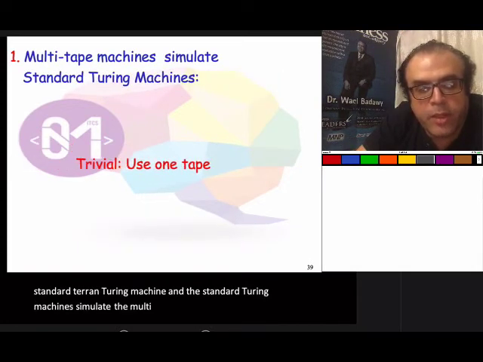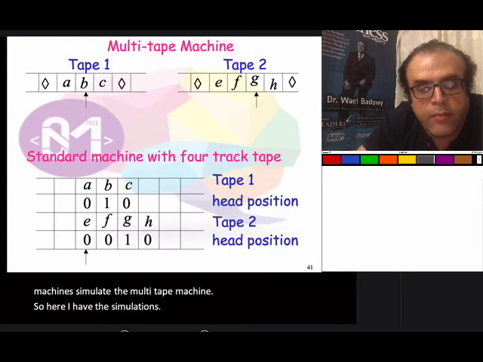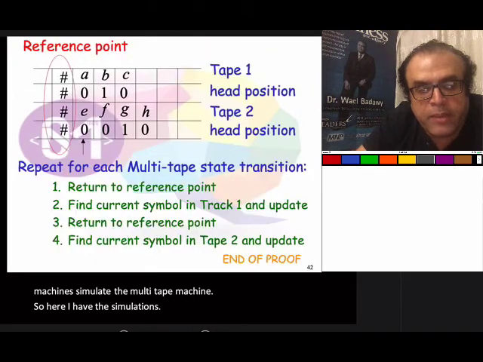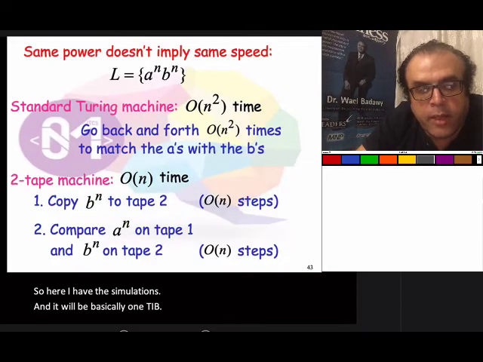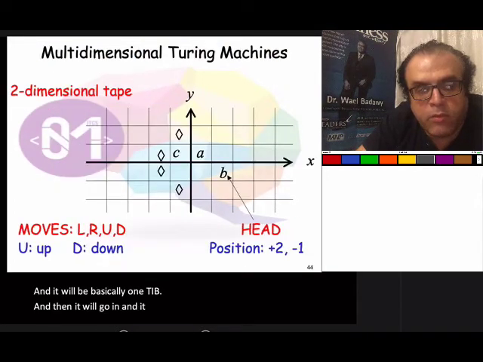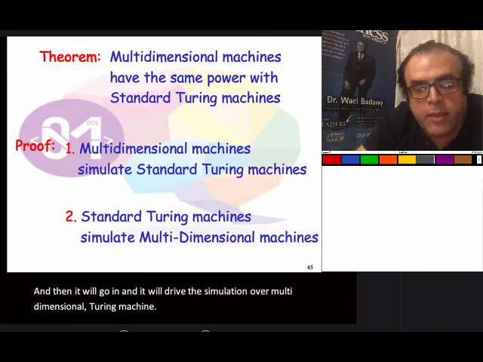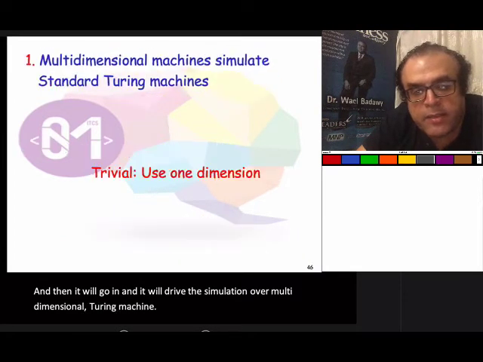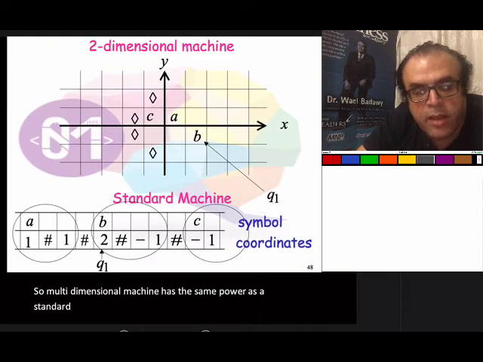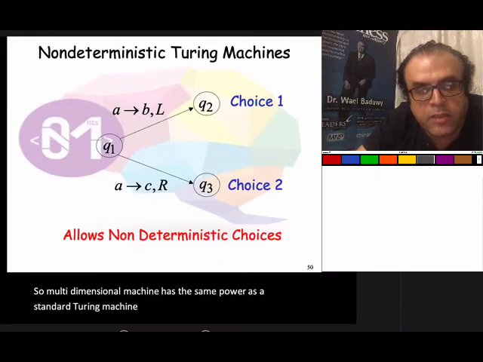So here I have the simulations, and it will basically be one tape, and then it will drive the simulation over the multi-dimensional Turing machine. So the multi-dimensional machine has the same power as the standard Turing machine, and here is another representation of the standard machine.